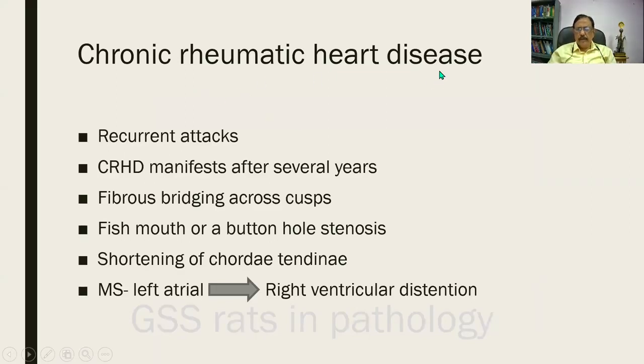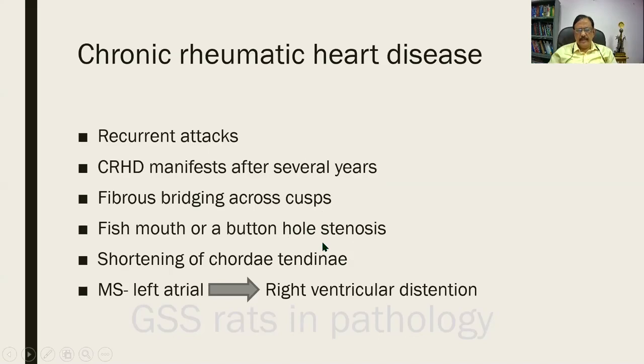And chronic rheumatic heart disease, repeated bouts of rheumatic fever, will lead to chronic lesions which are permanent. So there are recurrent attacks. It manifests after several years, need not be in the first 1 or 2 years. And there are fibrous strands bridging across the valvular cusps, so they lead to adhesion of the valvular cusps. And there is a valvular deformity which leads to a fish mouth or a buttonhole stenosis.